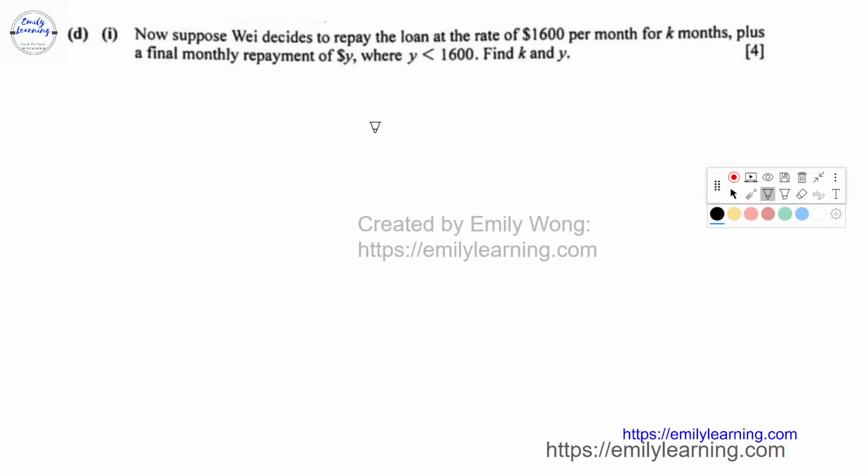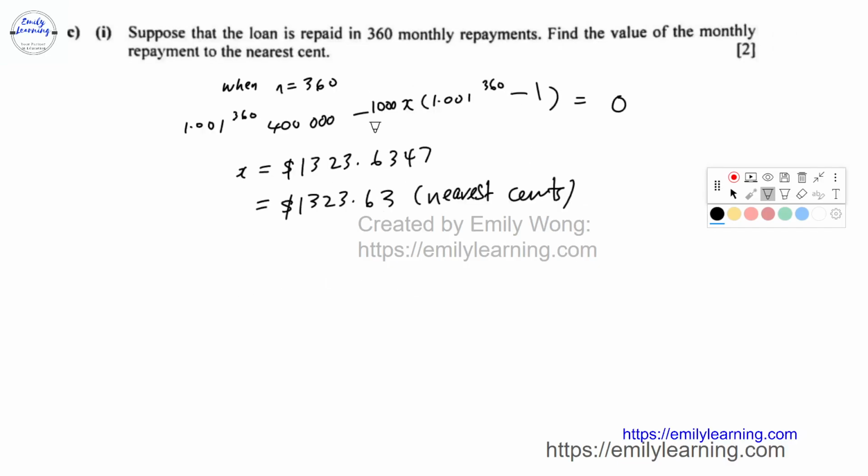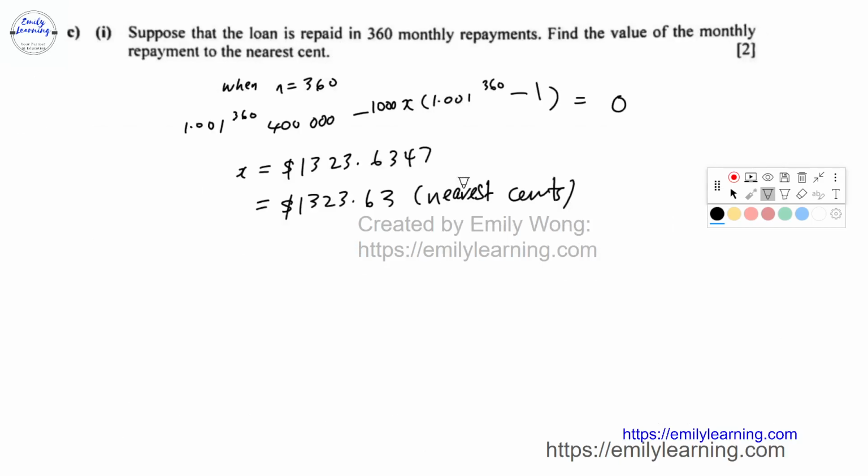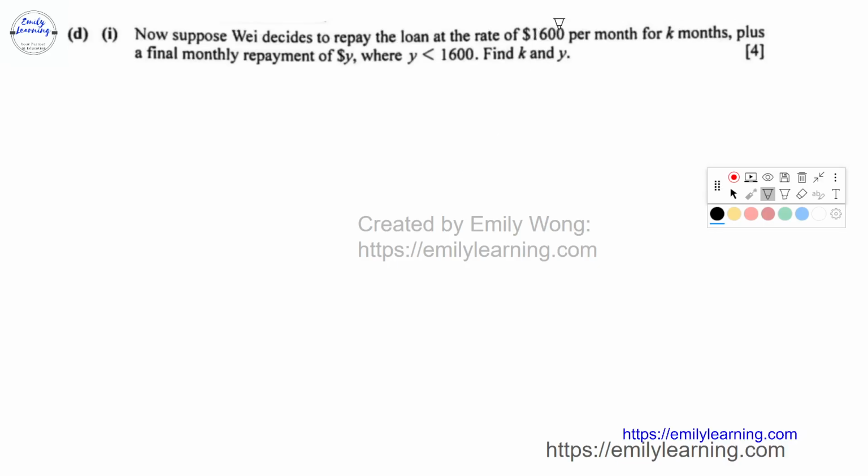Okay, so what we can do here is we can still make use of this portion here. So recall this is the amount owed at the end of the n months, and X is the amount that she repays, right? And we know that in this part here, X is $1,600. So X is equals to $1,600, and we have $400,000, 1.001 to the power of, now instead of n I have K months, so I'll just put it as K.